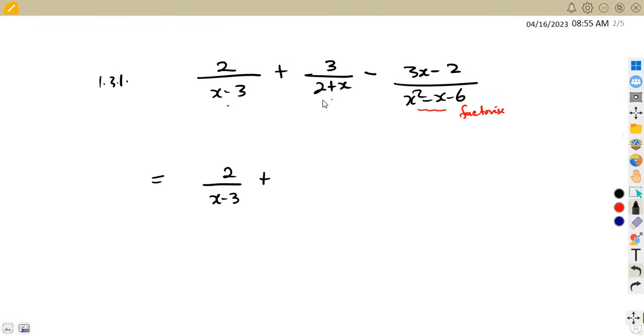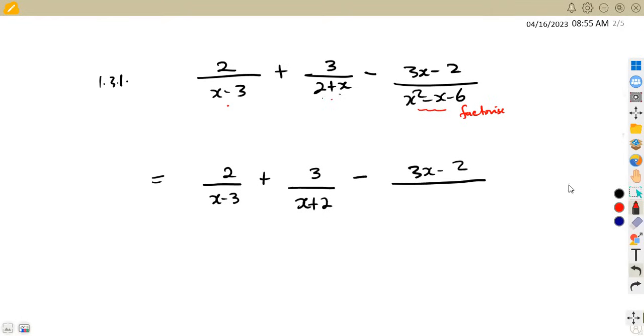Just like this part, it's 2 plus x. It's the same as x plus 2. So you can write in a way that you understand properly, starting with the variable, which is x. So it's going to be x plus 2 minus 3x minus 2, everything over.